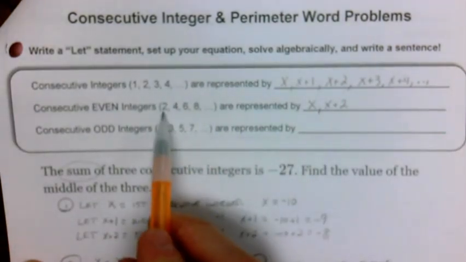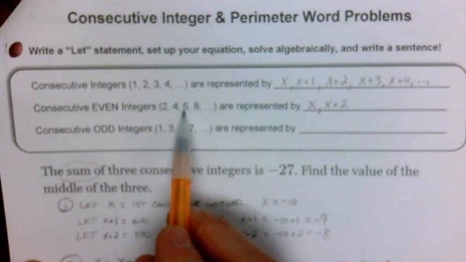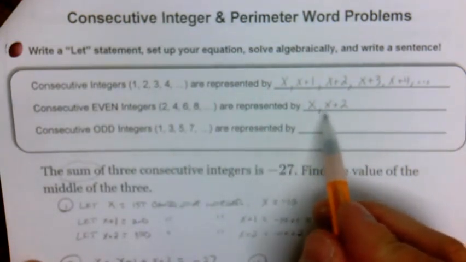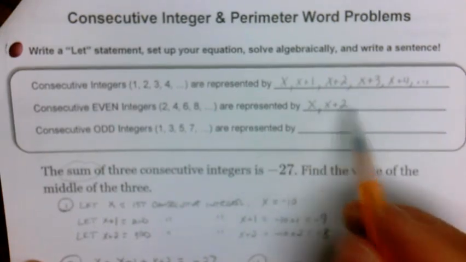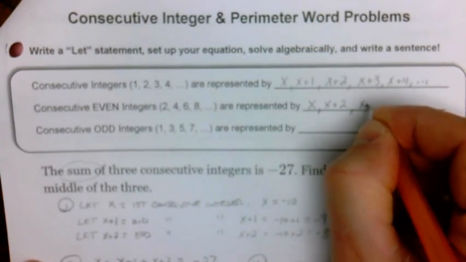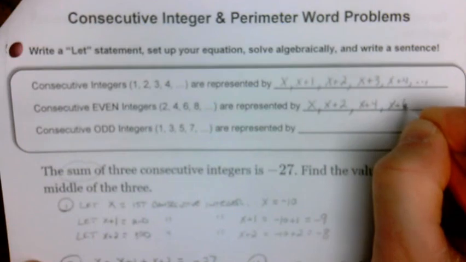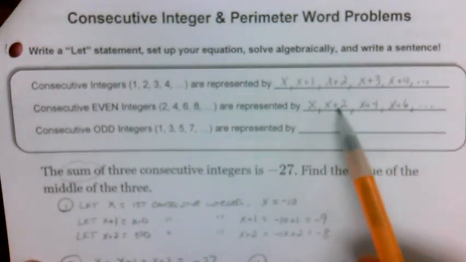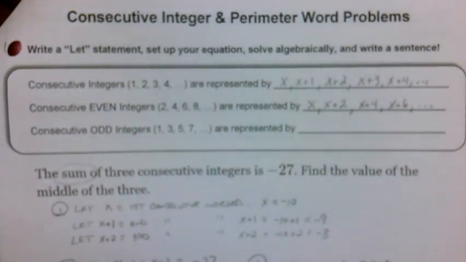So for example, if 2 is my first even number, I have to add 2 to that to get to my next one. I have to add 2 more to get to the one after that, and add 2 more. So even integers are always 2 units apart. So x is my first even, x plus 2 is my second even, x plus 4 is my third even number, x plus 6 would be my fourth even, etc. I'm always going to add 2 to the previous number in order to get to my next even number.